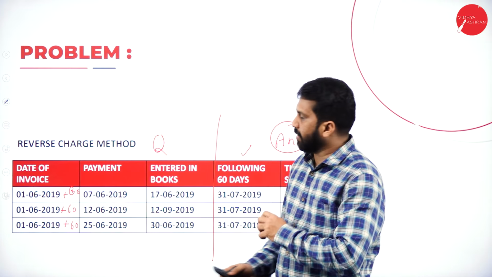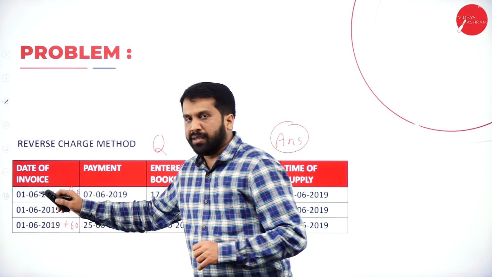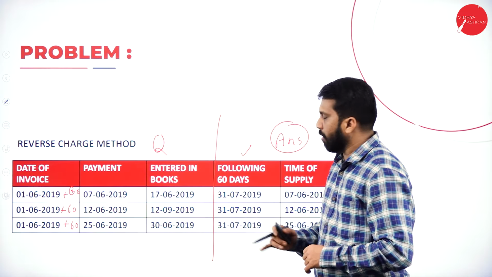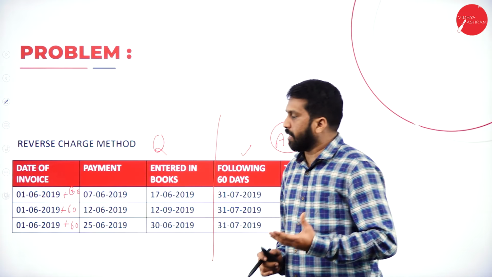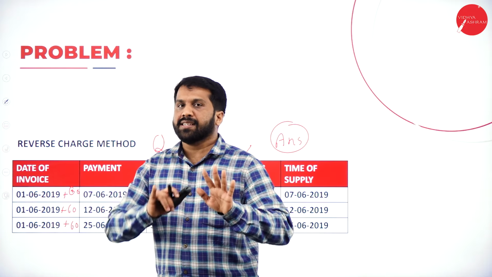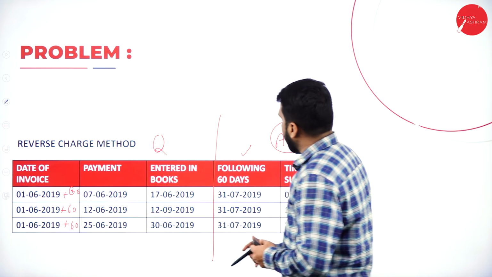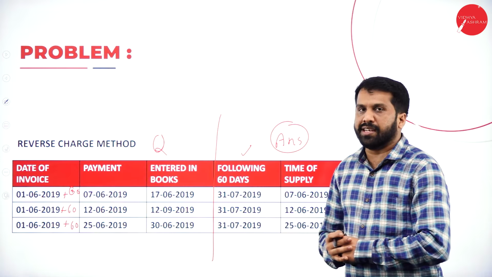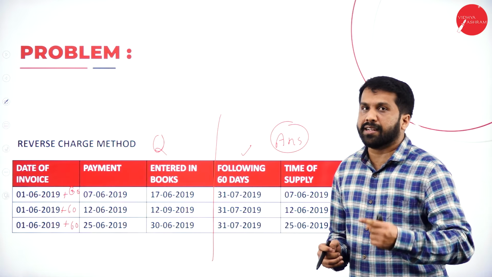Whichever invoice date, in this the invoice dates are common. That's why you got the same answer for all three. In some problems they will give you different invoice dates. Just you are supposed to add 60 days. Now, we have added 60 days for all of these. Now, what will be the next?